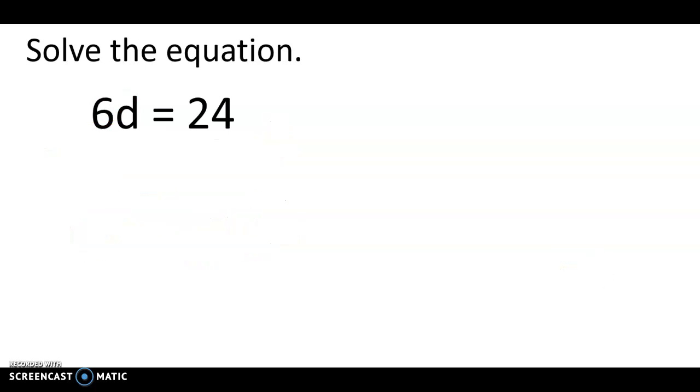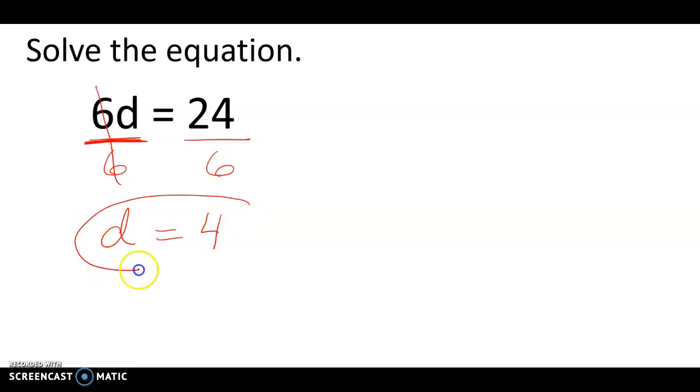So this one right here, 6d equals 24. So 6 times what is 24? So on this one, we undo the multiplication by division. That leaves you with the d. And 24 divided by 6 is 4. So d equals 4.